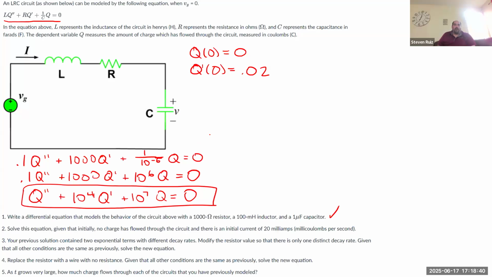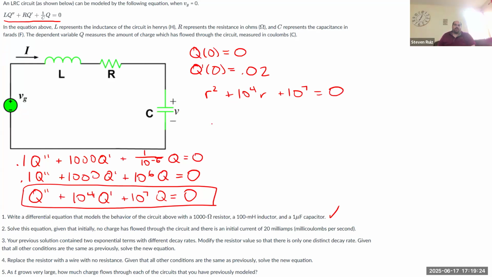All right, so now I have a second order homogeneous linear differential equation and two initial values. I should be able to get my complementary solution, including the values of the unknown constants. How do I get my complementary solution? That always comes from the characteristic quadratic. In this case, that's r squared plus 10 to the 4th r plus 10 to the 7th equals 0.